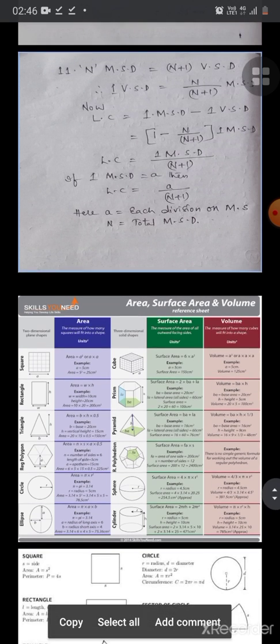Here A is each division on the main scale, n is equal to total main scale divisions. For instance, in the main scale, if each division is 1 millimeter, then LC is equal to 1 mm divided by n plus 1. Here n is total main scale divisions, that is 10, plus 1. We get the least count.